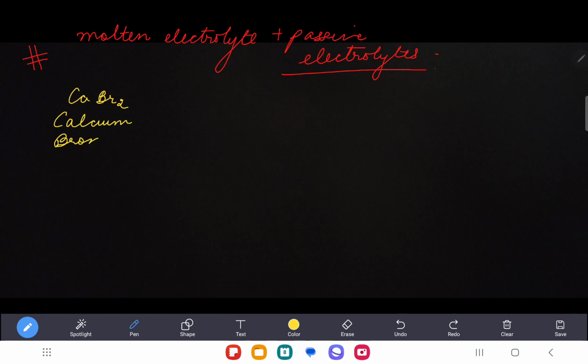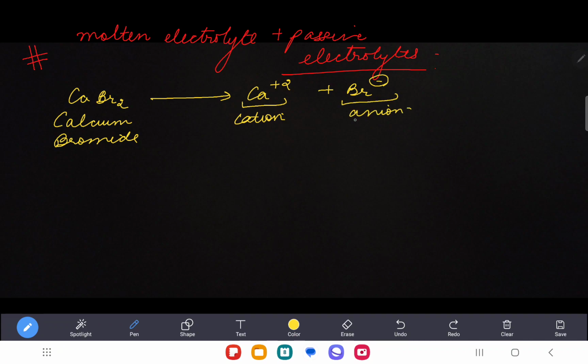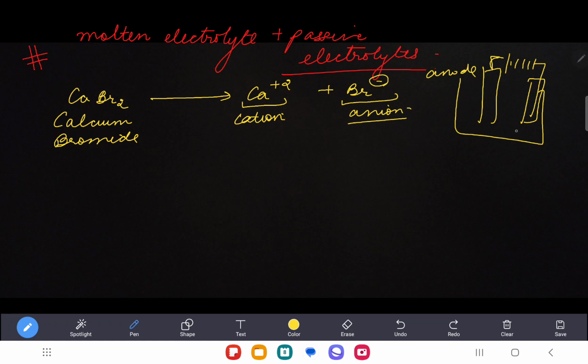Now I don't think I need to draw the diagram for this. You know how it breaks down. It breaks down into Ca plus 2 and Br negative. So this Ca plus 2 is my cation, and if you can imagine the diagram, this is going to be my anion. The anion should be attracted towards the rod which is connected to the positive terminal of the battery, which is the anode. So Br negative goes and donates electrons to this rod. And Ca plus 2 goes here.